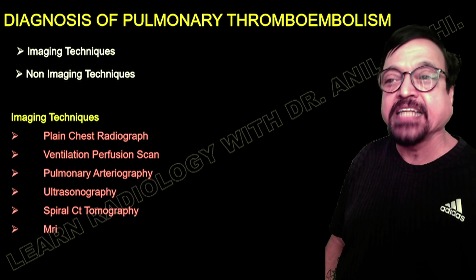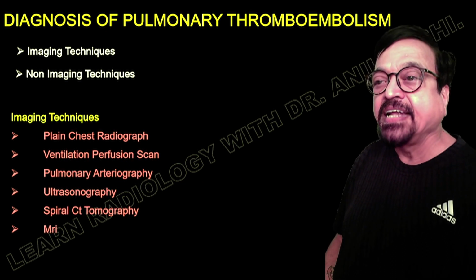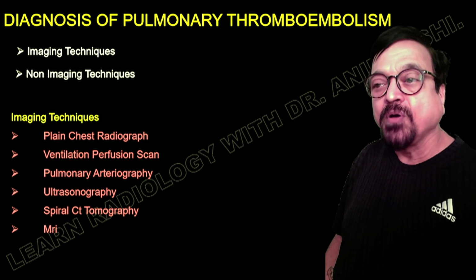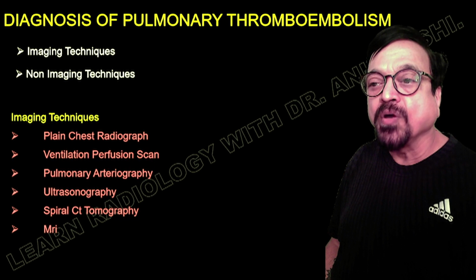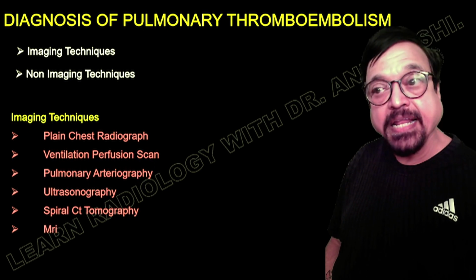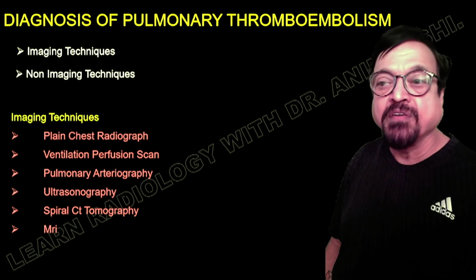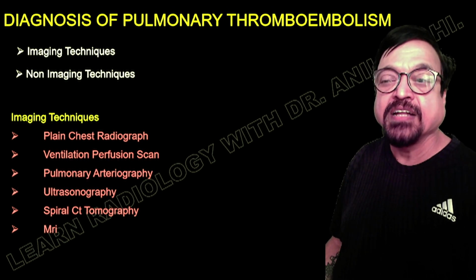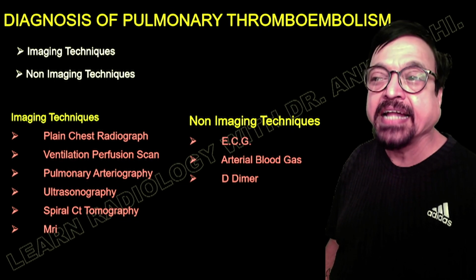Now, imaging techniques include chest X-ray, a very gross and crude assessment, then ventilation-perfusion scan, pulmonary arteriography, ultrasonography, spiral CT, tomography, and MRI. A combination of chest X-ray and ultrasonography is always preferred in follow-up when there is a chance of DVT and a chance of pulmonary embolism. These are cheap, economical, available, and can be repeated.